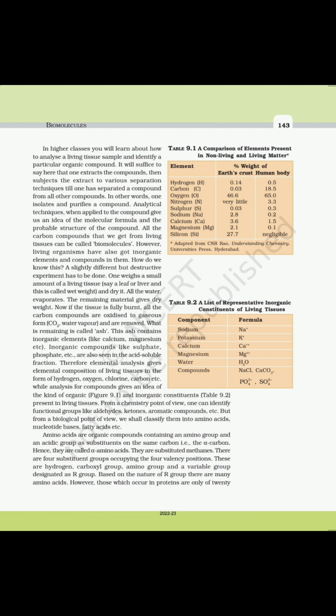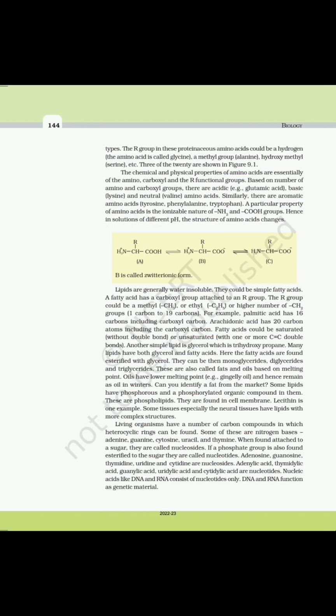Amino acids are organic compounds containing an amino group and an acidic group as substituents on the same carbon, i.e., the alpha carbon. Hence, they are called alpha amino acids. They are substituted methanes. There are 4 substituent groups occupying the 4 valency positions. These are hydrogen, carboxyl group, amino group, and a variable group designated as R group. Based on the nature of R group, there are many amino acids. However, those which occur in proteins are only of 20 types. The R group in these proteinaceous amino acids could be a hydrogen; the amino acid is called glycine. A methyl group gives alanine, hydroxymethyl gives serine, etc. 3 of the 20 are shown in Figure 9.1.